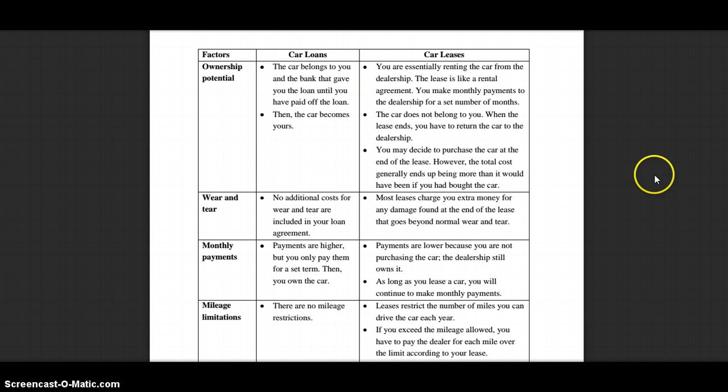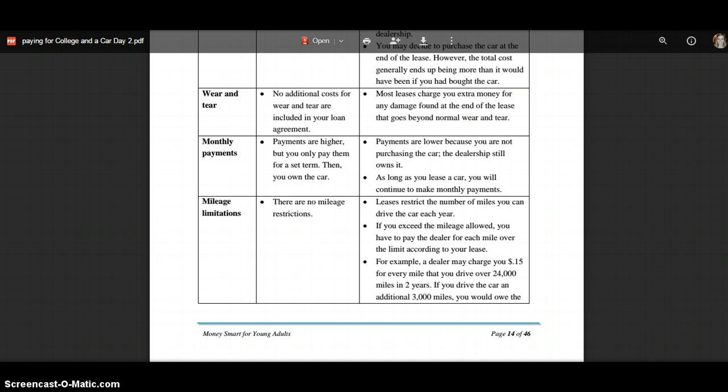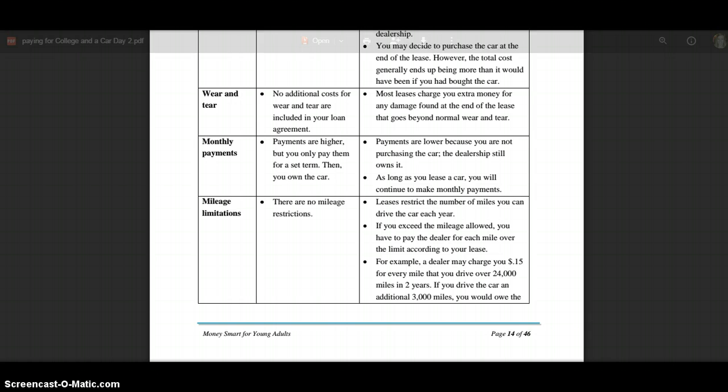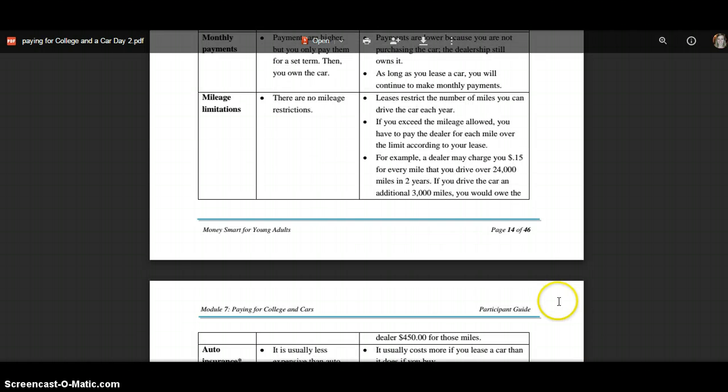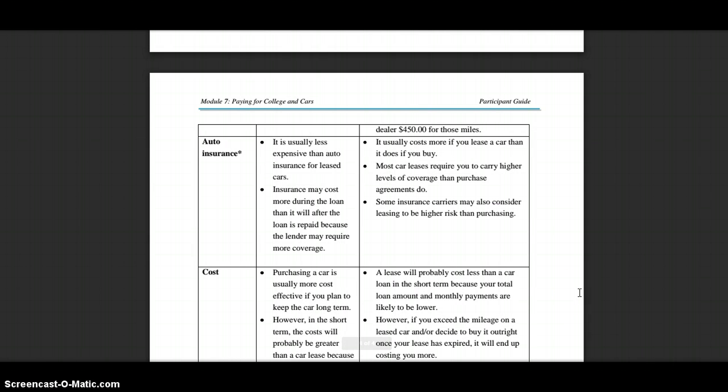Mileage limitations for a car loan? There aren't any. Mileage limitations for a lease? Leases restrict the number of miles you can drive in the car each year. If you exceed the mileage allowed, you will have to pay the dealer for each mile over the limit according to your lease. For example, a dealer may charge you 15 cents for every mile that you drive over 24,000 miles in 2 years. If you drive the car an additional 3,000 miles, you would owe the dealer $450 for those miles.